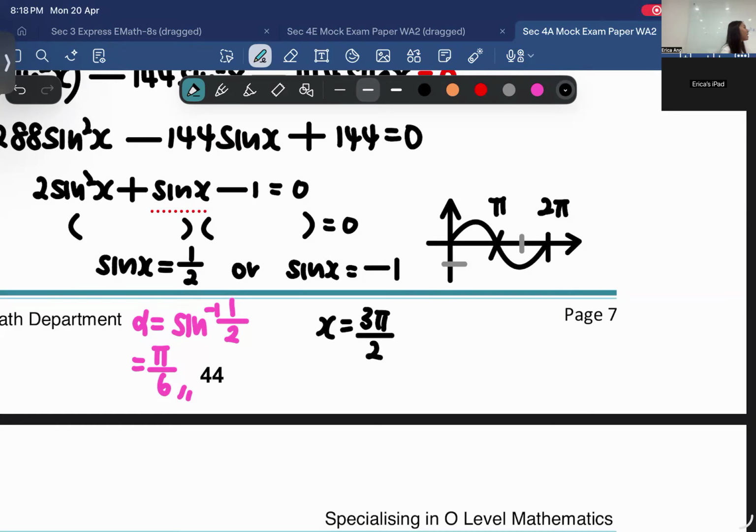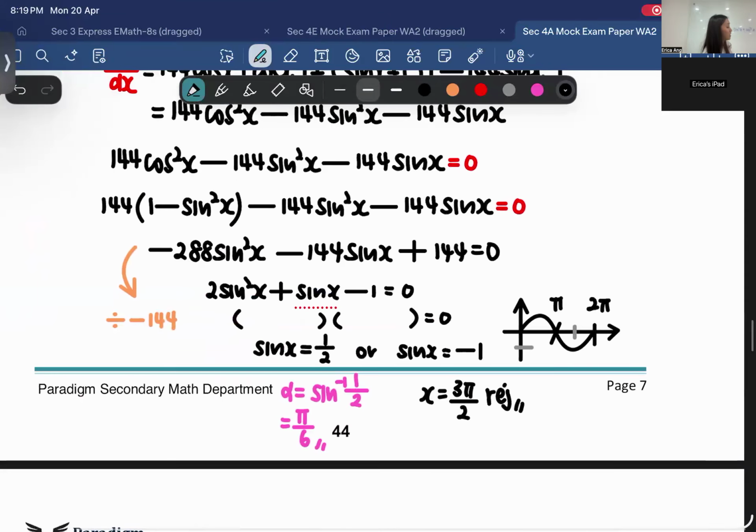How to check? Pi always represents how many degrees? Press your calculator: 3 times 180 divided by 2. See whether it's acute or not. It's 270. So I don't want it because it's not acute. So I reject. You all can see or not? So I only got one answer only.